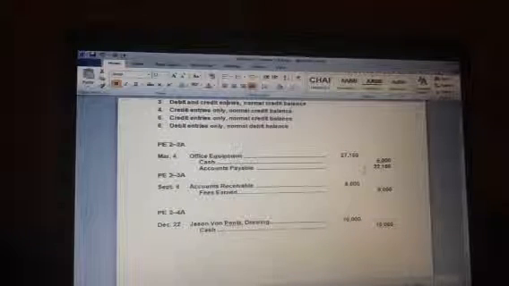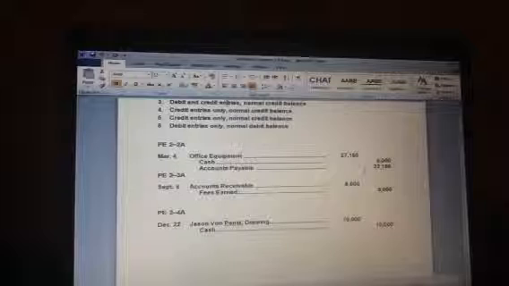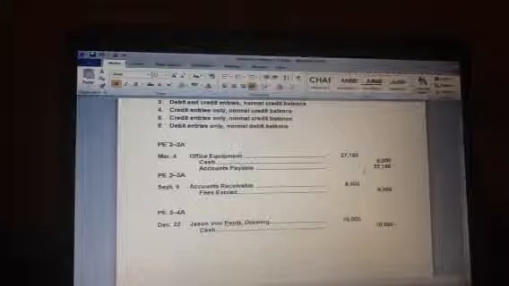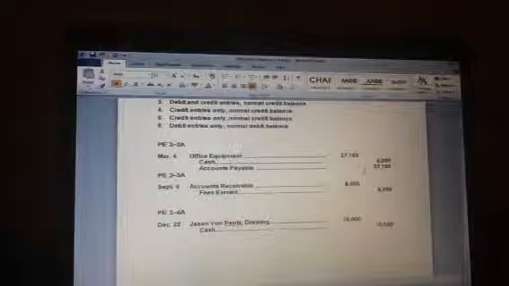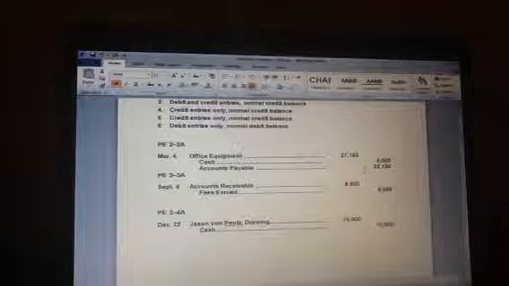Okay, practice exercise 2-2A. This is on page 82 of your book. Prepare a journal entry for the purchase of office equipment on March the 4th for $27,150, paying $5,000 in cash and the remainder on account. You've got the date, March the 4th. We bought some office equipment. That's an asset, and if you want to increase an asset, you need to debit it. So the first thing you would do on the first line is debit office equipment.